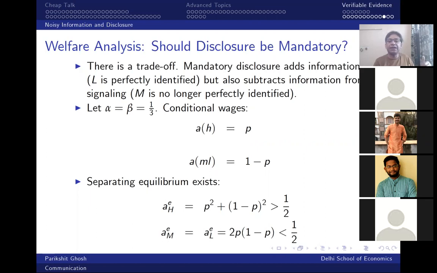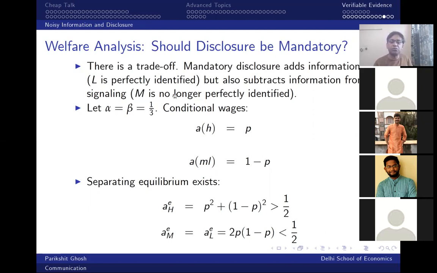At the end of the day, the receiver will still be slightly confused between the H type and the M type, right? Because after all, that final signal is noisy. It's not a perfect mark. So that's the trade-off. In a voluntary disclosure regime, M is perfectly identified, L is not. In a compulsory disclosure regime, L is perfectly identified, but M is not.